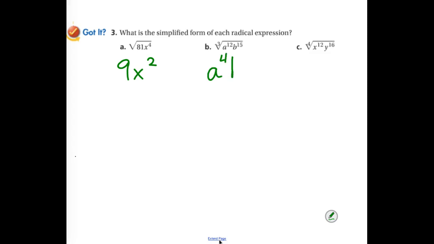A to the 4th and b to the 5th. Any bars around those? Why not? Odd power, or odd root, yep. And then this next one, the 4th root of x to the 12th would be x to the 3rd. The 4th root of y to the 16th is y to the 4th. Do I need absolute value bars? Where? Around the x to the 3rd, okay? Even, odd.